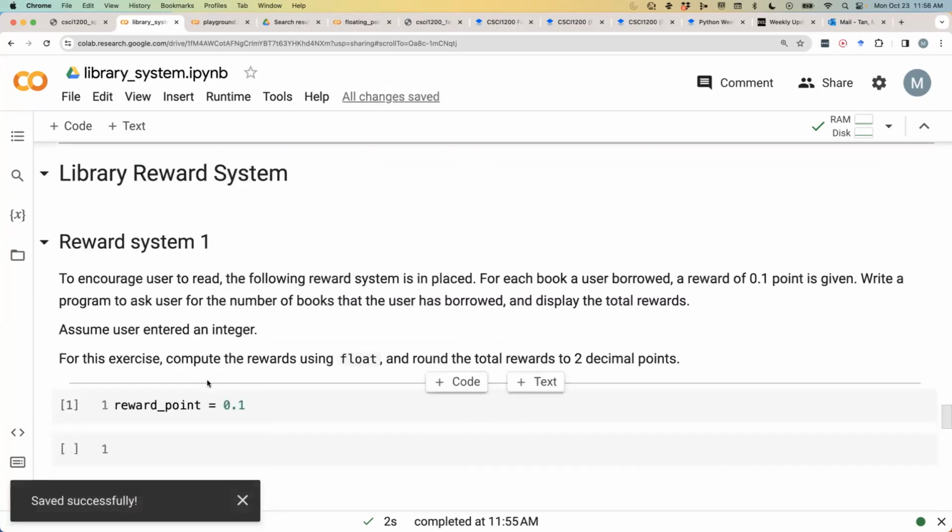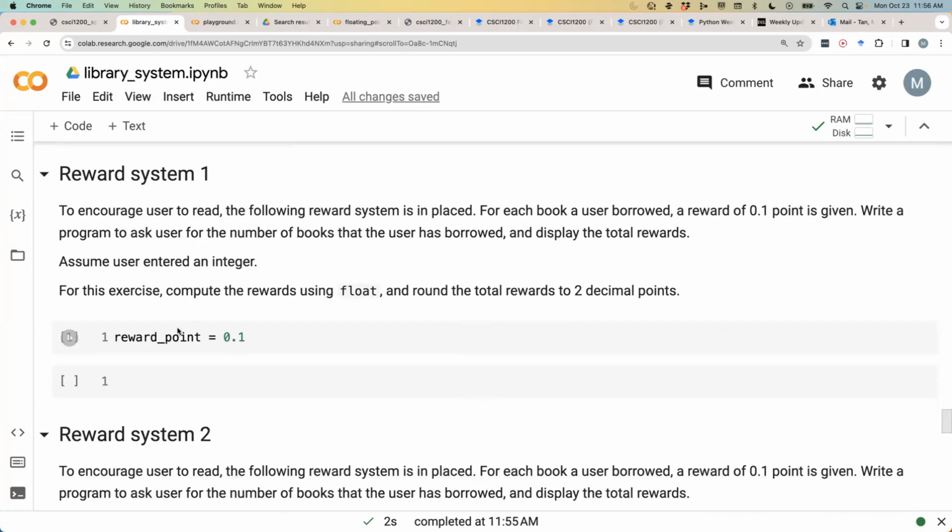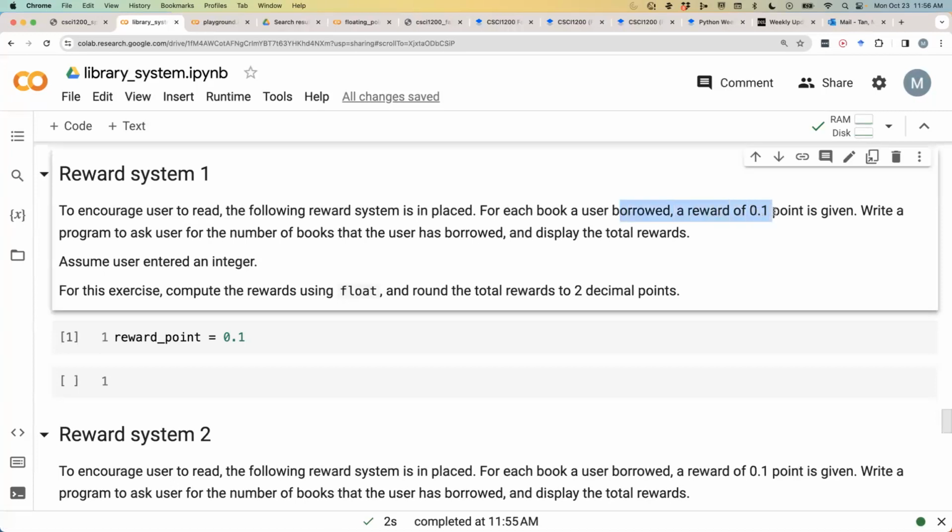Now, as an exercise, you are creating a different system. Now, instead of a fine system, we are creating a reward system. So you are to encourage a user to read, the following reward system is in place. For each book a user borrows, a reward of 0.1 point is given. Write a program to ask the user for the number of books that the user has borrowed and display the total rewards. So we always assume the user enters an integer.